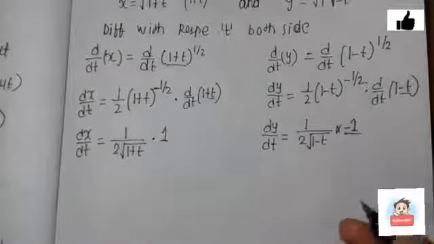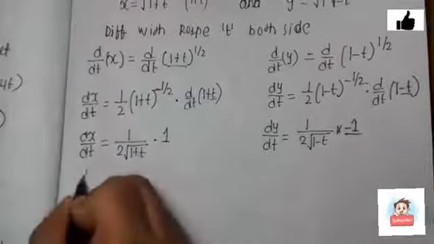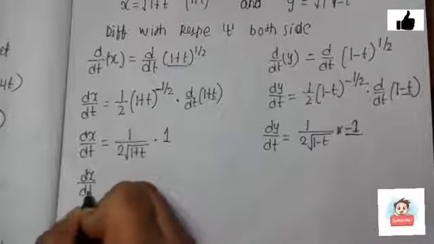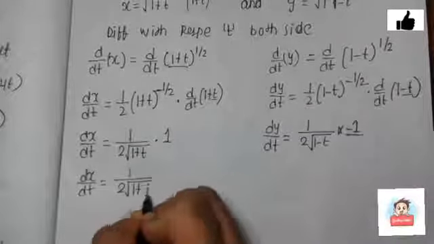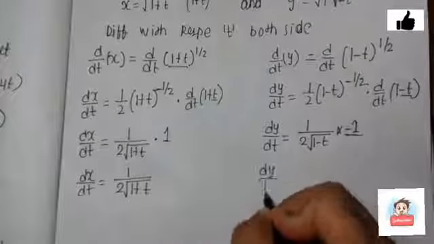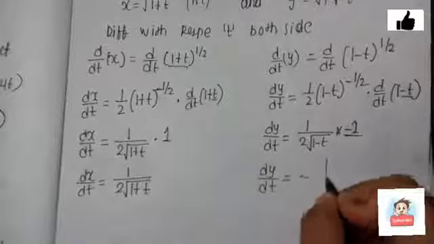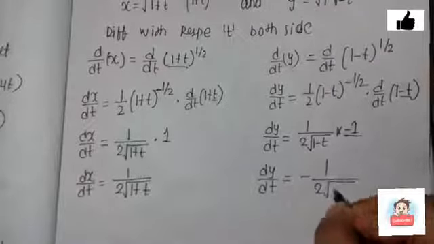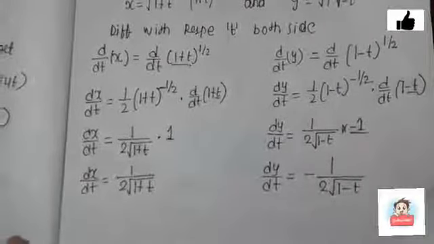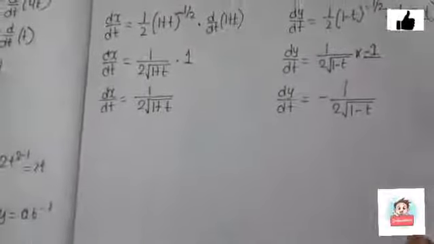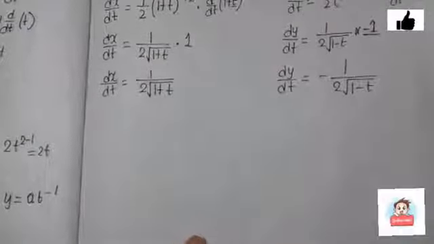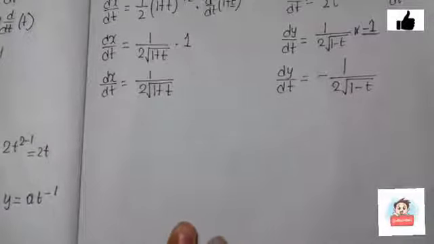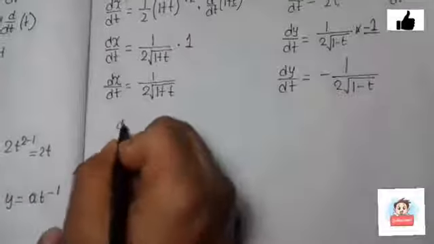Basically it is done. So the next step will be dx by dt equals to 1 by 2 root 1 plus t, and dy by dt equals to minus of 1 by 2 root 1 minus t. Now what we need to find over here is dy by dx, and after that we will put the value of t inside the sum. So first we need to find dy by dx.